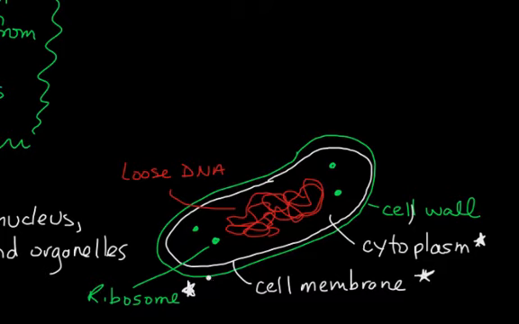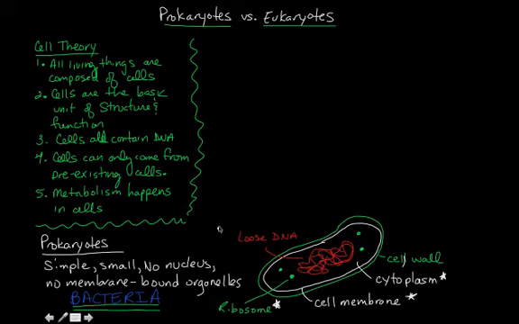So a bacterial cell is pretty simple. Cell wall, cell membrane, cytoplasm, some ribosomes, and then loose DNA floating in the middle. Not a whole lot else going on with that. And again, the only example of a prokaryote is going to be bacteria. Now let's jump to our eukaryotes.